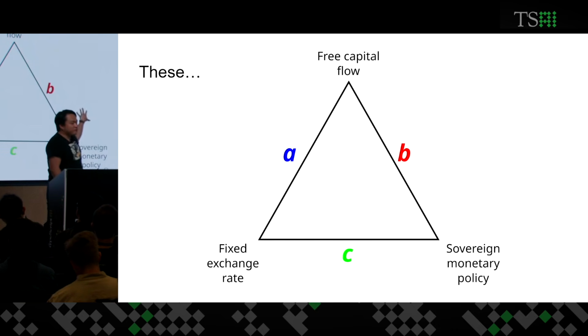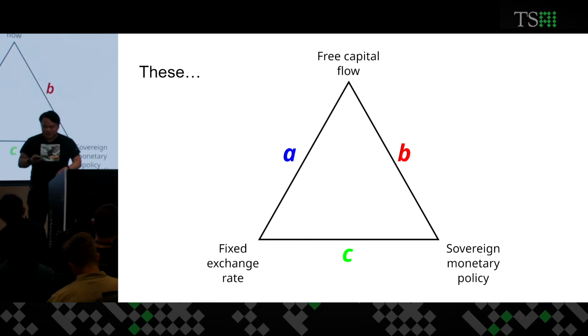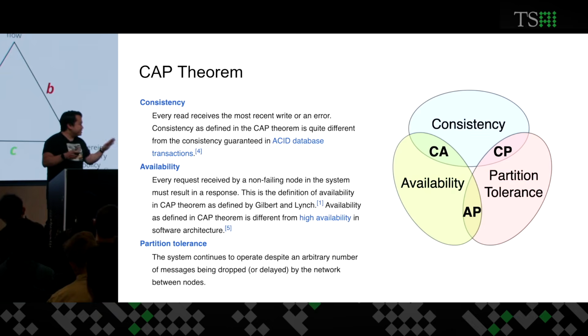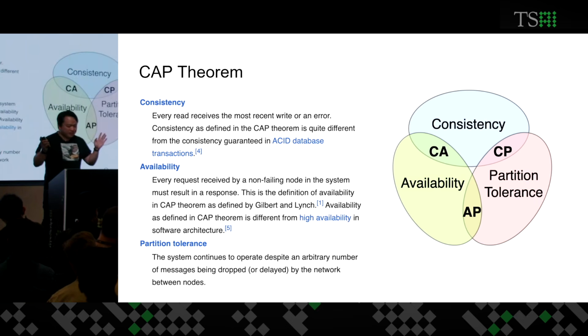And when you try to violate the impossible triangle, you get currency crises, like we saw in the 1990s with the British pound sterling. Okay, anyway, that's a whole different ballgame.